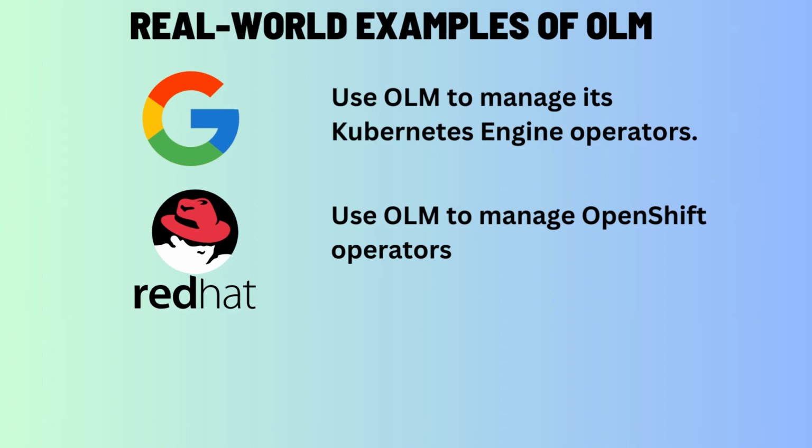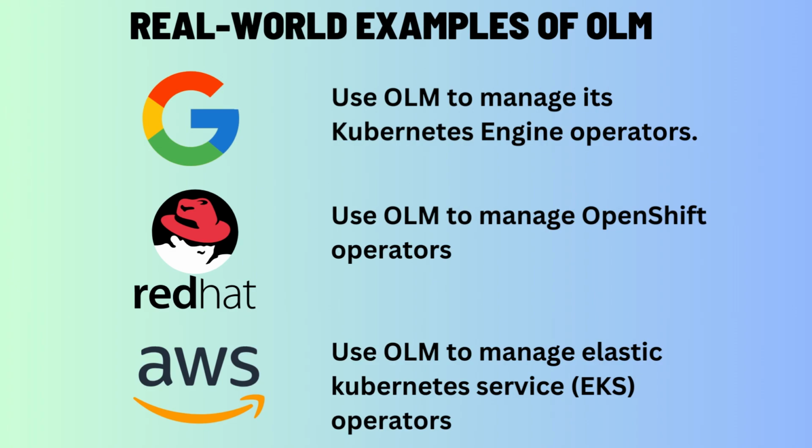Red Hat has integrated OLM into its OpenShift container platform to simplify the management of Kubernetes native applications. OLM has enabled Red Hat to provide a declarative way to install, manage, and upgrade operators, improving scalability and enhancing cluster stability. Amazon Web Services uses OLM to manage its Elastic Kubernetes Service operators.